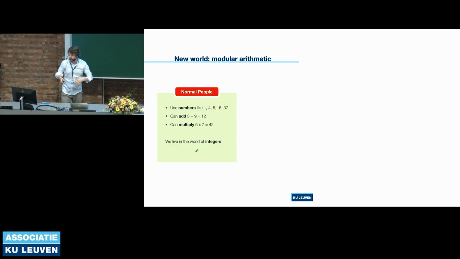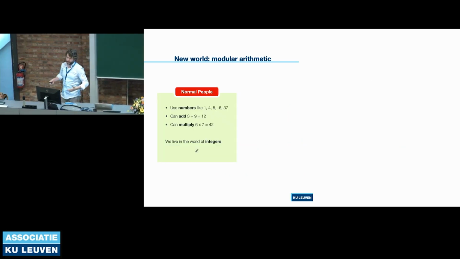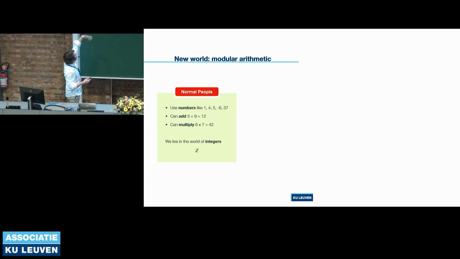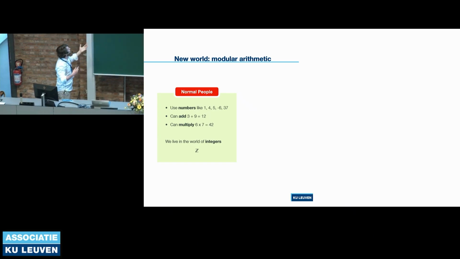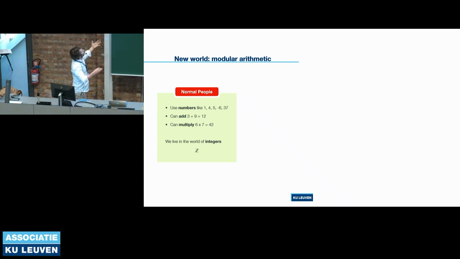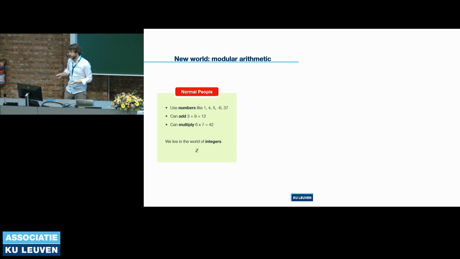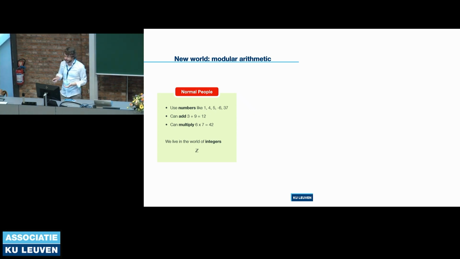So what we were doing was modular arithmetic, and essentially when you were in primary school or in high school, you were just used to numbers, and you can add them together and multiply them. And mathematically speaking, you would say that you were living in the world of integers, really. But cryptographers live maybe in a different world.